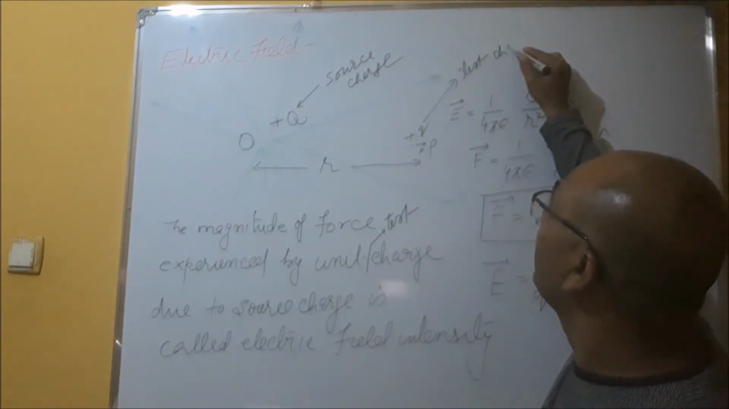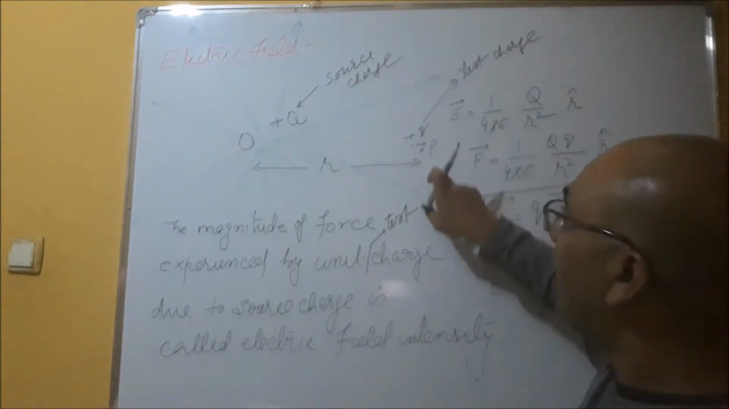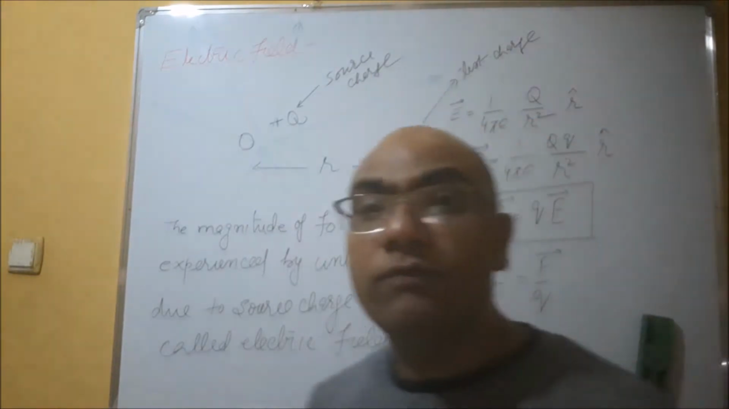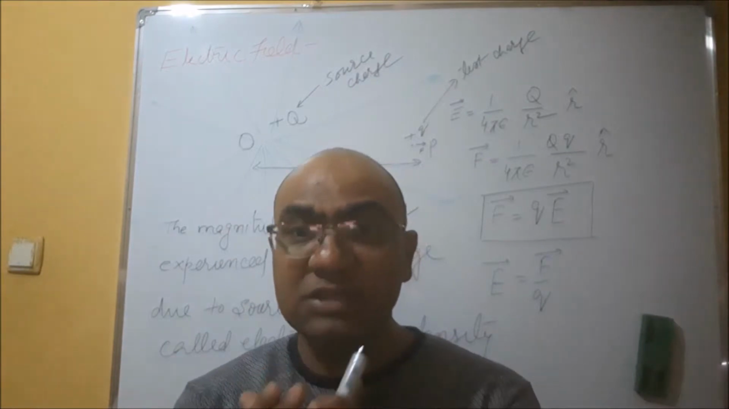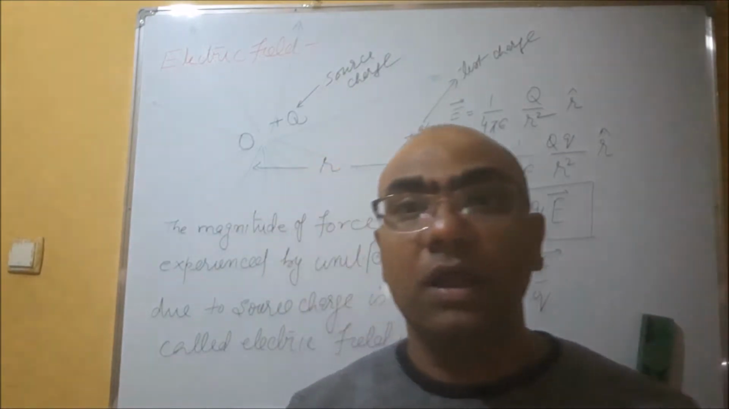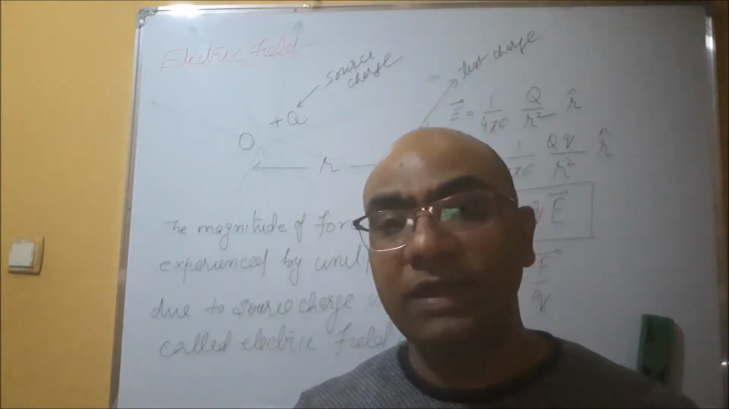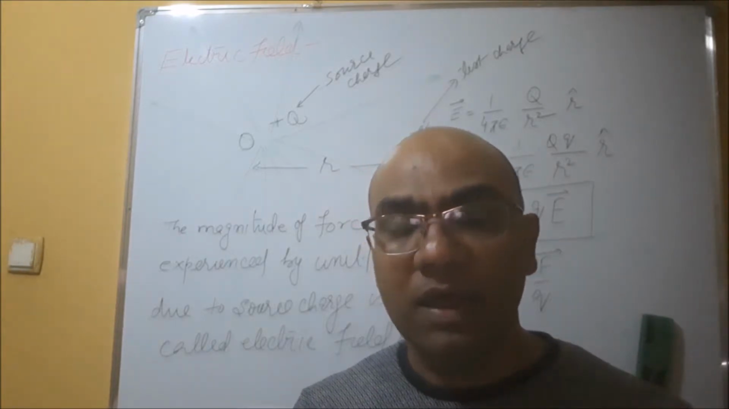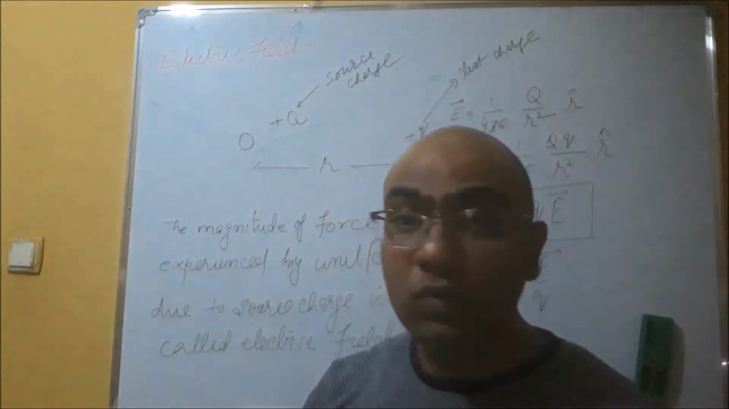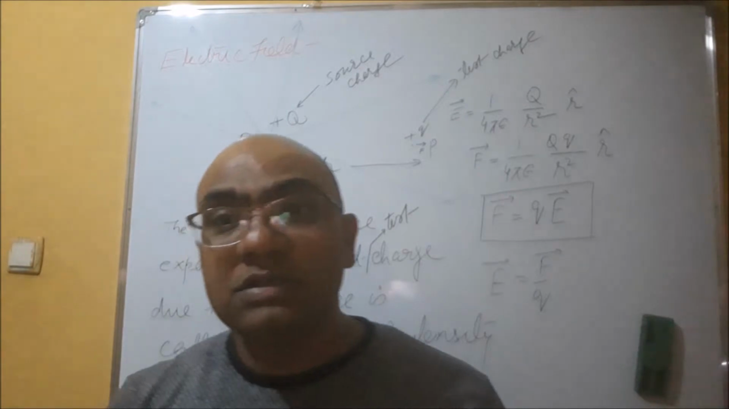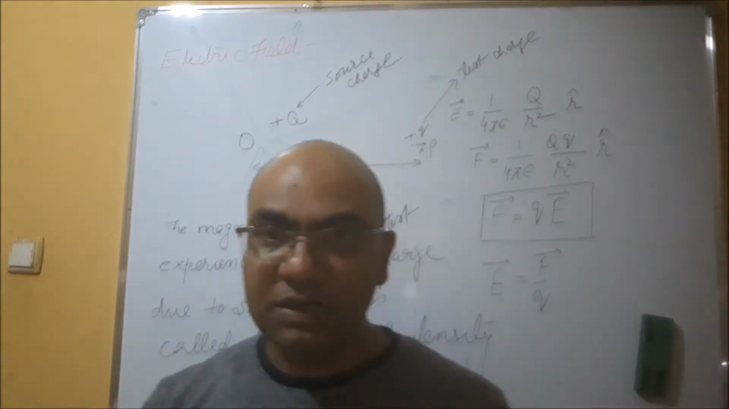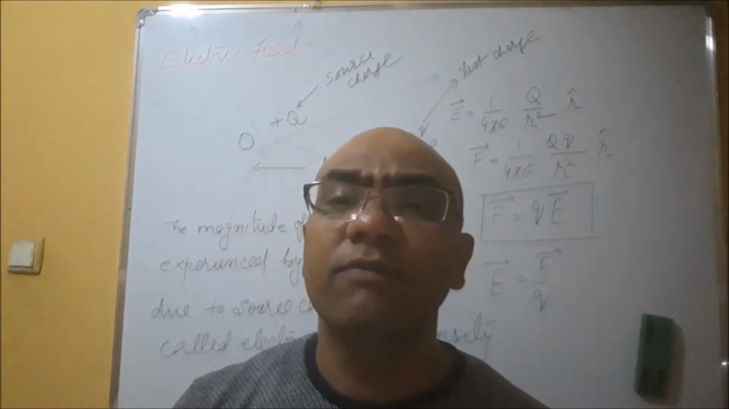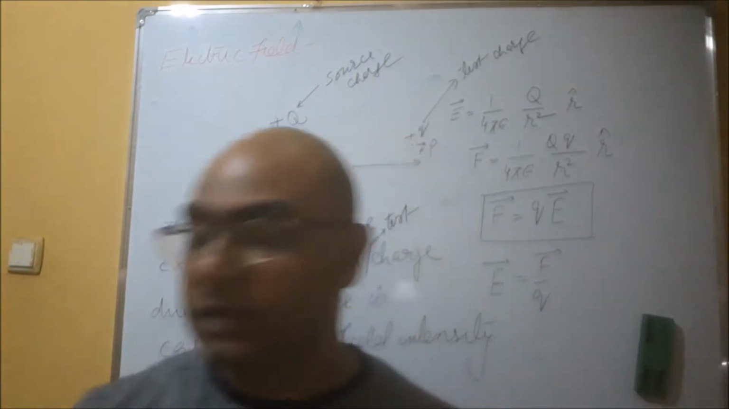Okay, so if I am putting the value of test charge as 1, then the force experienced by this test charge in the electric field, which is produced by this source charge Q, is defined as the electric field intensity. Is it clear? So in this way we can define what is electric field intensity.